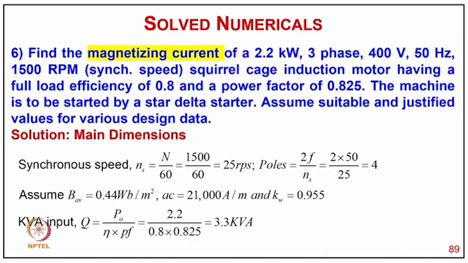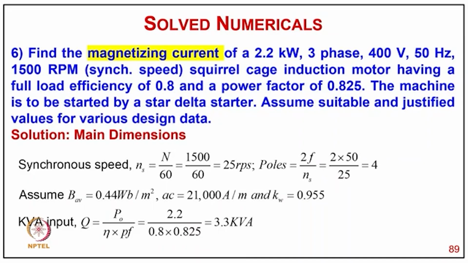9831 watt. Now coming to the sixth numerical example: find the magnetizing current of a 2.2 kilowatt 3-phase 50 hertz 1500 synchronous speed squirrel cage induction motor having a full load efficiency of 0.8 and power factor 0.825. The machine is to be started by a star delta starter. Assume suitable and justified values of the remaining design data.